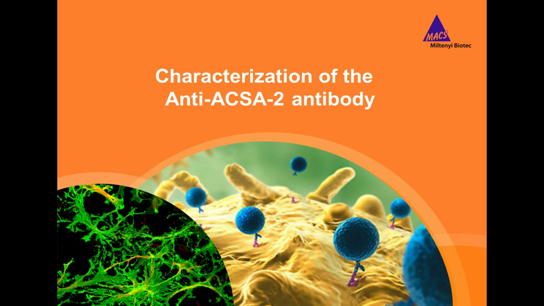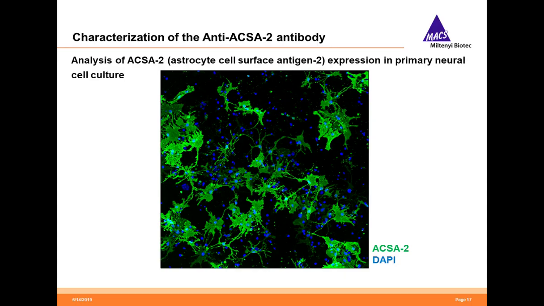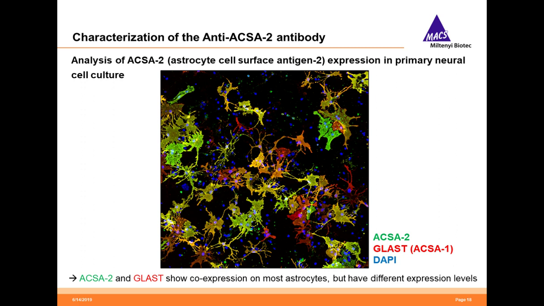So next we show you the detailed characterization of the second astrocyte-specific antibody, the anti-AXA2 antibody. The first characterization is shown by immunocytochemistry, and here again mixed neonatal neural cell cultures were used and stained with different neural cell-specific antibodies. So you see here the anti-AXA2 staining, which nicely shows the staining of the cells that show typical astrocyte morphology. And the co-staining with anti-GLAST shows that both markers are co-expressed here on the majority of cells. But it's also obvious that there are different expression levels of both markers.